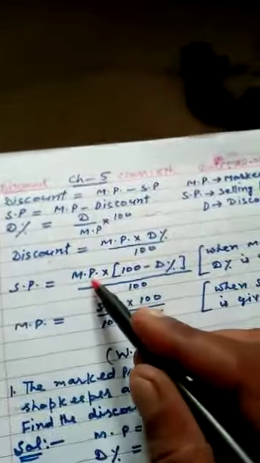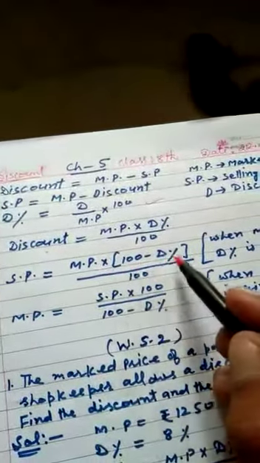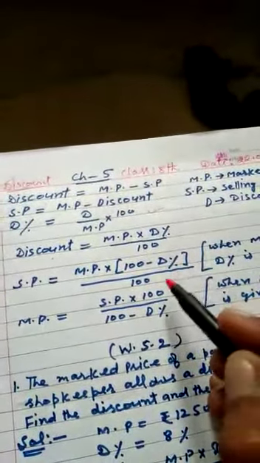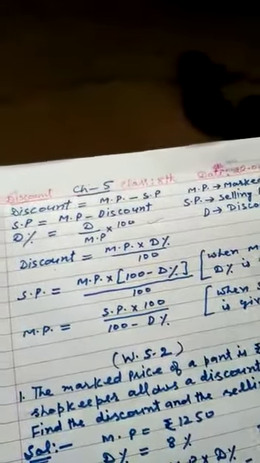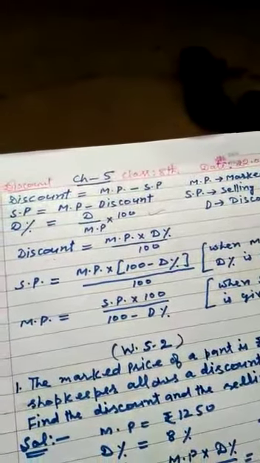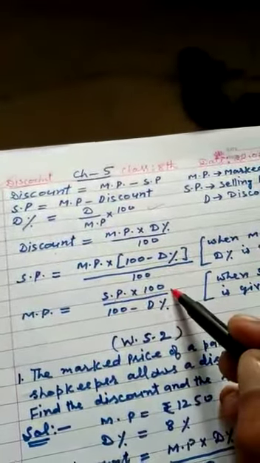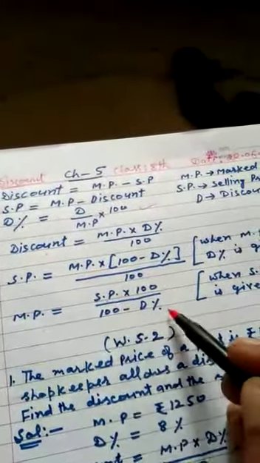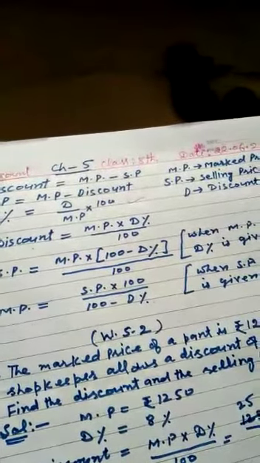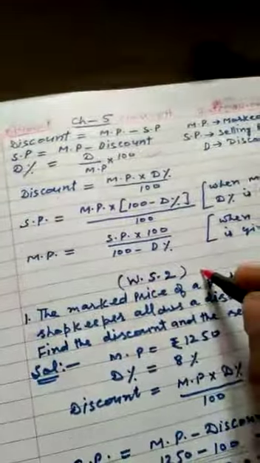SP is equal to MP multiplied by (100 minus D percent) upon 100 when MP and D percent are given. MP is equal to SP multiplied by 100 upon (100 minus D percent) when SP and D percent are given. Okay, now come to worksheet 2.